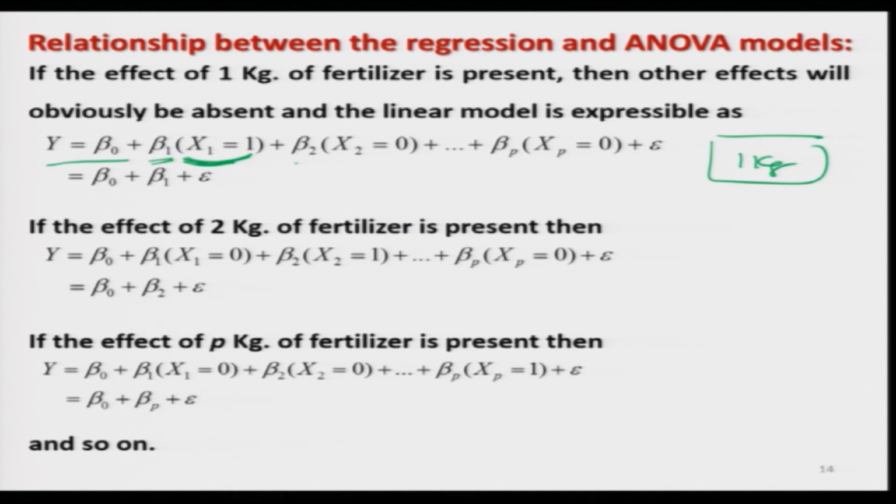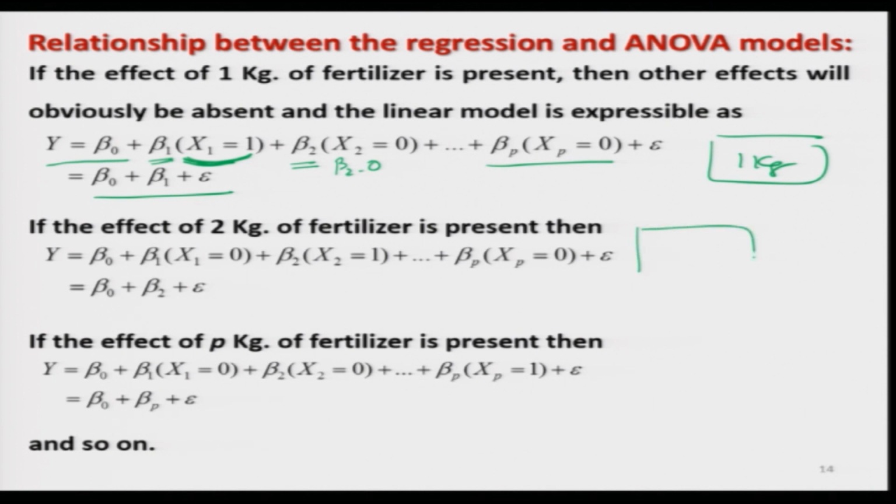So, I can write down the model with beta 2 into x 2 equal to 0, that is actually beta 2 into 0, and up to beta p with x p equal to 0, plus epsilon. So, you can see I can write this as beta 0 plus beta 1 plus epsilon, and all other terms associated with beta 2, beta 3, beta p are going to be 0.